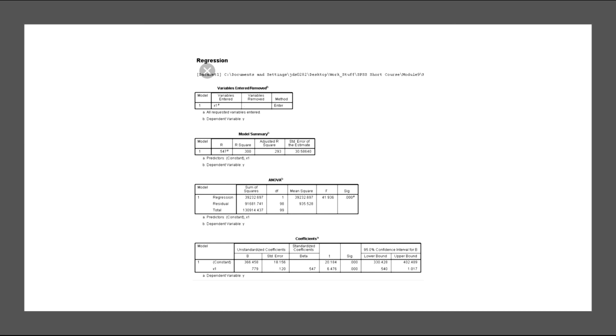After that, you have to go to your coefficients. Basically, there is only 1 here. Is this significant? The answer is yes, because the figure is lower than 0.05. The next thing that you have to read is your unstandardized coefficients B. That is going to be 366.458, and your x1 here is 0.779. So now let's try to phrase regression.